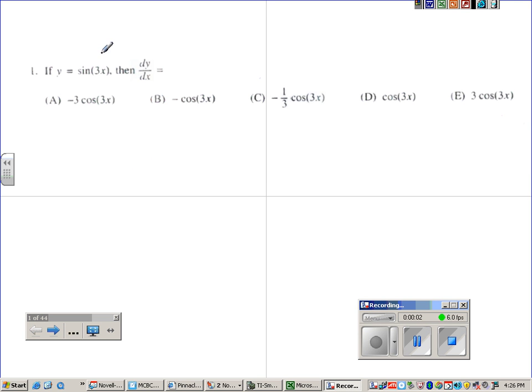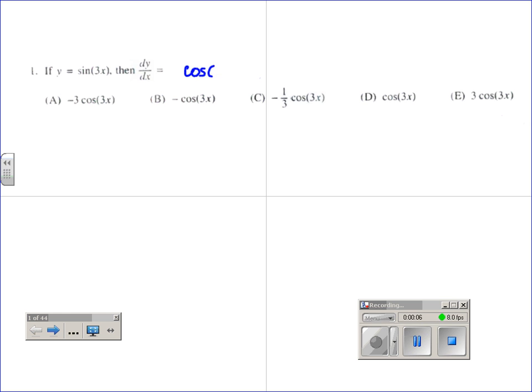Okay, so I'm just going to go through this pretty quickly. The derivative of sine is cosine, and then times cosine of u du. So the derivative of u is 3. So that would be e.